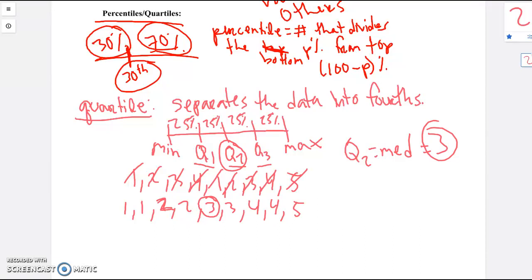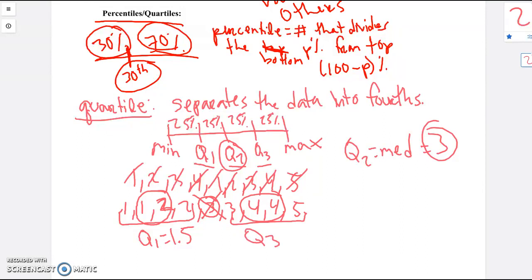Now, what is Q1 and what is Q3? Let's pretend that the middle one just went away. Q1 will be the median of the lower half. In this case, we have an even number of values, so we take the middle two and average them: add them and divide by 2. Q1 in this case is equal to 1.5. Then Q3 would be the middle number between 4 and 4, so Q3 is just equal to 4.